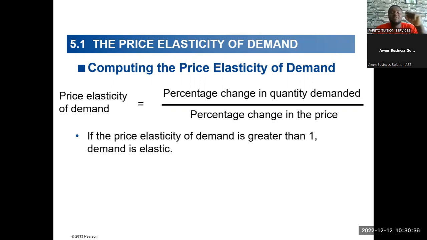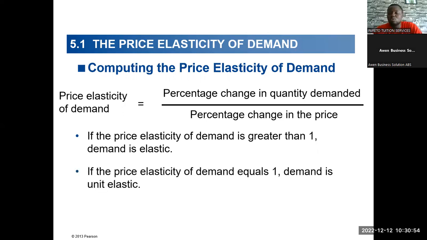sign. If the value is greater than 1, maybe 1.2, 1.8, 2, 5, we are talking about an elastic demand. So here it means that the numerator is greater than the denominator. So percentage change in quantity will be more than percentage change in price, which makes demand elastic.